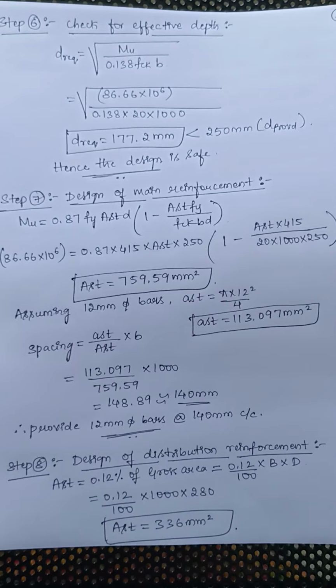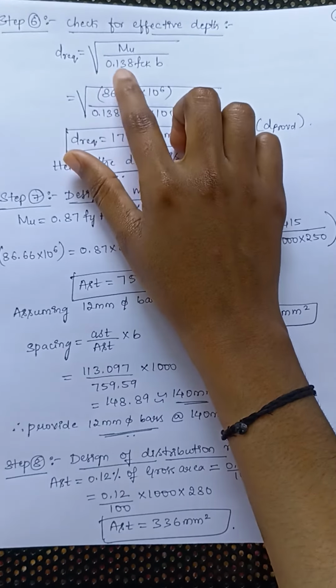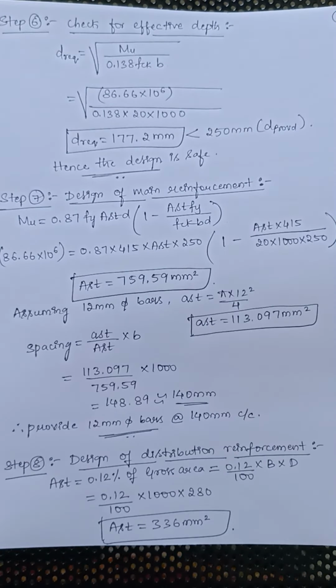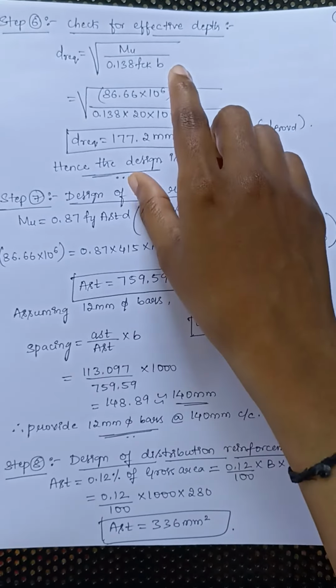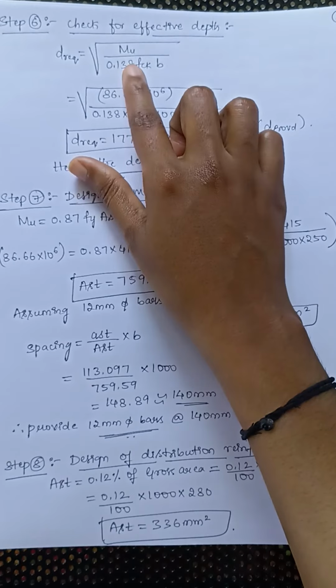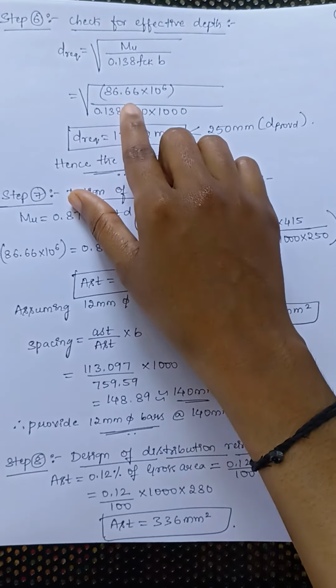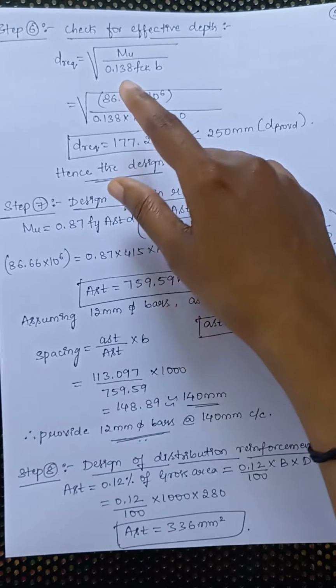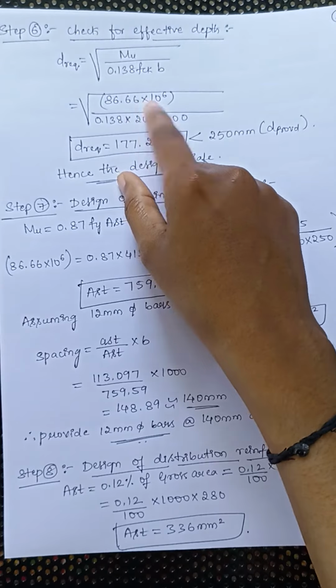In step number 6, we have to check the effective depth, whether the depth provided in the earlier step is correct or not. The formula to find the effective depth is the square root of Mu divided by 0.138 fck b, which is only applicable if the grade of steel is Fe 415. Mu we just got as 86.66 kilonewton meter, which we convert to Newton mm by multiplying with 10 power 6.